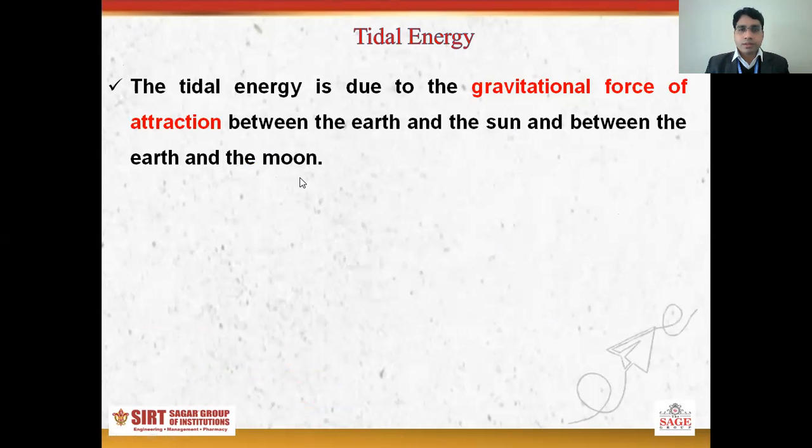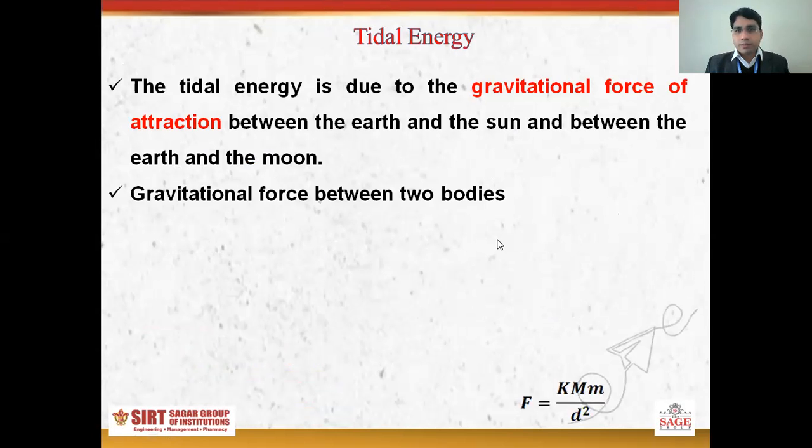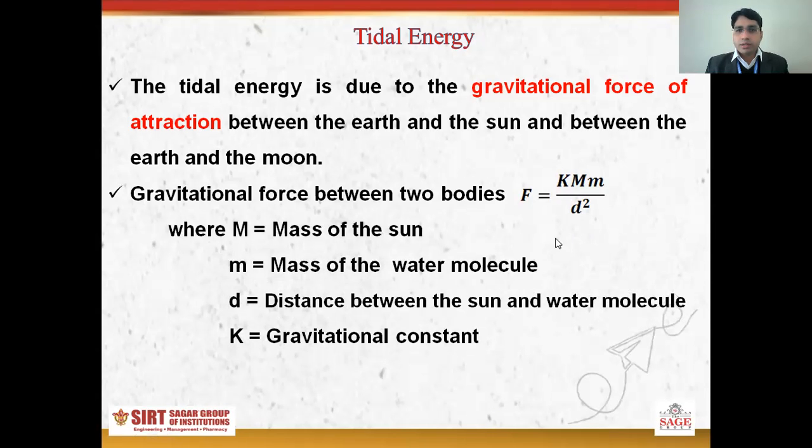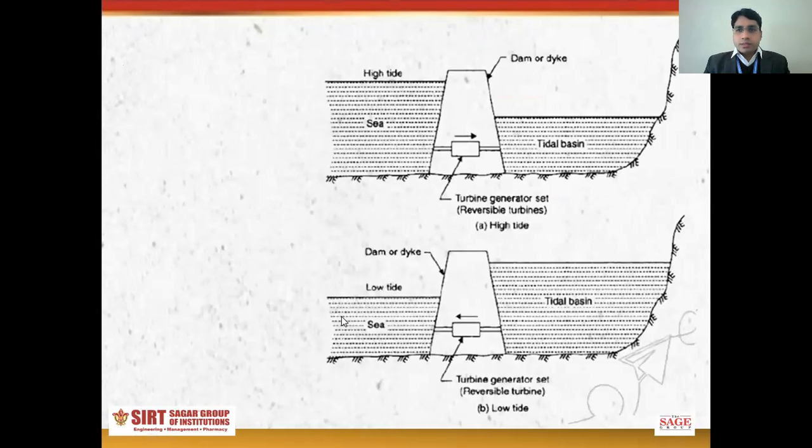This is the gravitational force between two bodies: F equals G m M upon d square. If we want to calculate the gravitational force, we can use this formula, where small m is the mass of the water molecule, capital M is the mass of the sun, d is the distance between the sun and the water molecule, and G is the gravitational constant. So with the help of this formula, we can calculate the gravitational force between the two bodies.